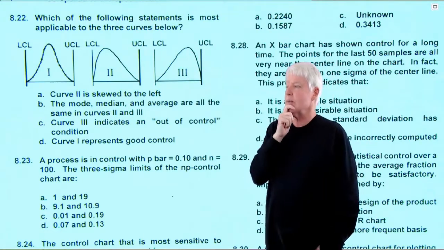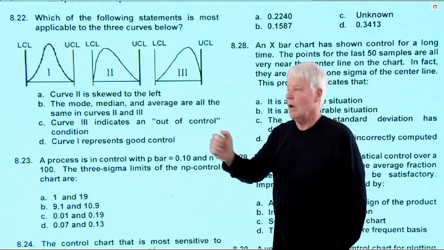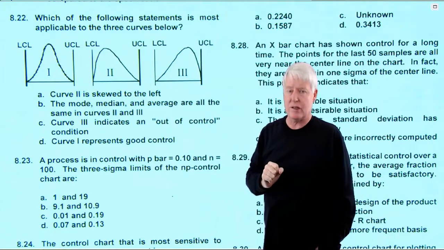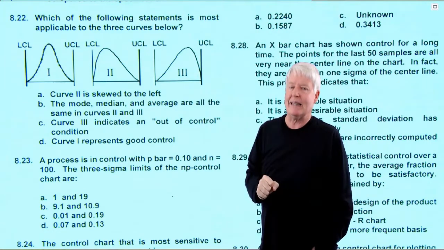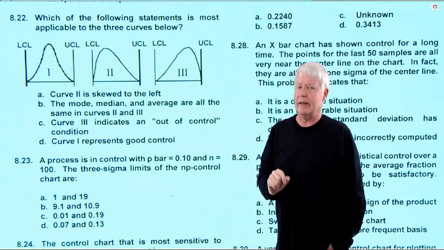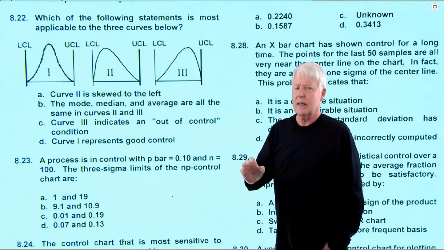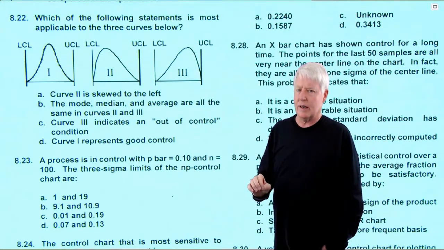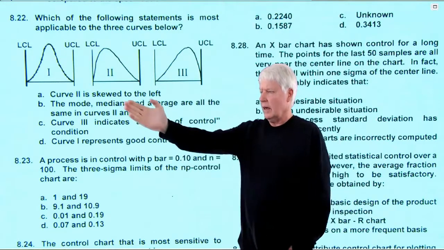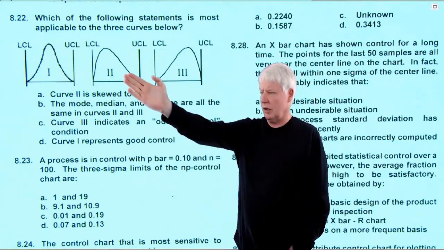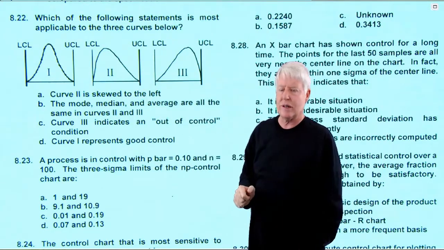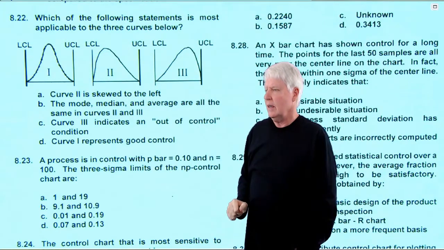All right, let's get started on question 22. Which of the following statements is most applicable to the three curves below? Well, number 1 is a normal distribution. Number 2 is a right skewed distribution. Number 3 is a left skewed distribution. If that doesn't sound familiar, you may want to go back and take that non-normal distributions module again. Towards the end of it, we go over all these different distributions, skewed to the right, skewed to the left, etc. Curve 2 is skewed to the left? No, curve 2 is skewed to the right. Remember the whale tail? It's always in the direction of the tail. So this is right skewed, not left.